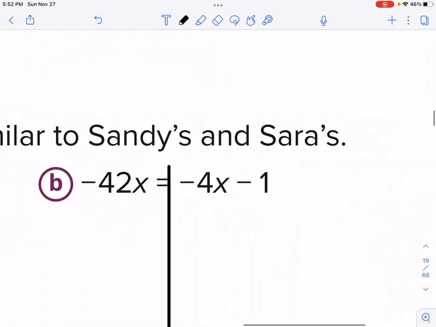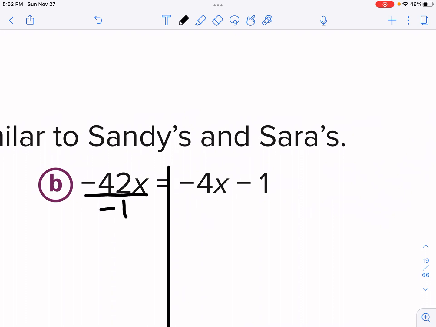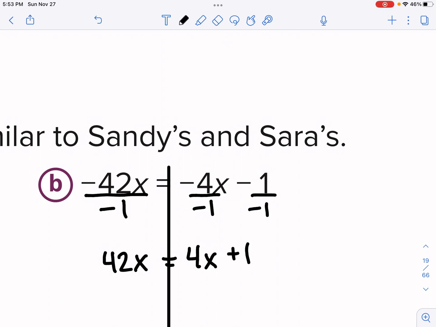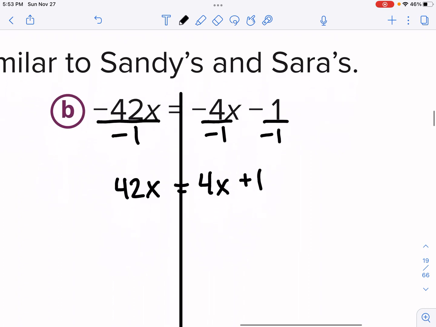But for my problem here, for number 4b, I see that everything is negative. So why don't I divide everything by negative 1 to make it all positive? Right, negative 2x divided by negative 1 is a positive 2x. Negative 4x divided by negative 1 is a positive 4x. And negative 1 divided by negative 1 is positive 1. Okay, I like to deal with that a lot better than this negative.